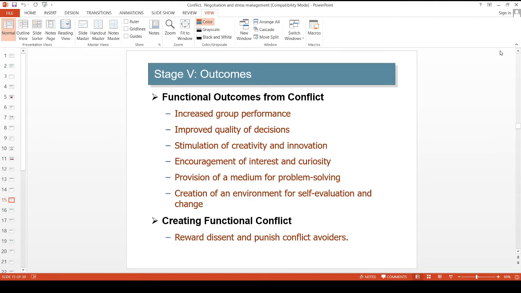The other one is the dysfunctional outcomes. That is, uncontrolled opposition breeds discontent, which acts to dissolve common ties and eventually leads to the destruction of the group. These are the outcomes which should be avoided by the different managers, because these sort of conflicts may rise due to the reward, dissent, and punish conflict avoiders.